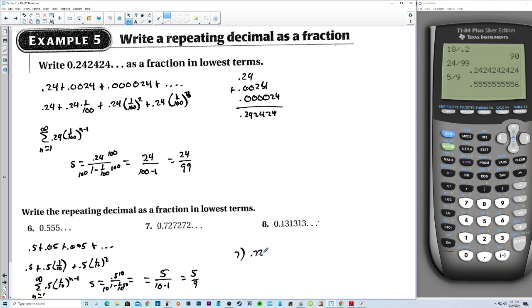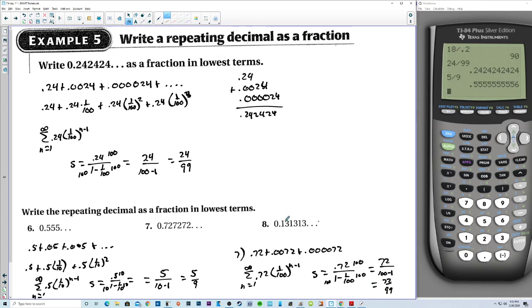This is 0.72 plus 0.0072 plus 0.000072, keep on going. So we can do n equals 1 to infinity of 0.72, and then 1 over 100 this time, because we have to move the decimal point over 2 places, to the n minus 1. So the infinite sum is 0.72 over 1 minus 1 over 100. So multiply everybody by 100, that little denominator. You know, this is a complex fraction. This is one way of getting rid of that complex fraction. So 72 over 100 minus 1, 72 over 99.